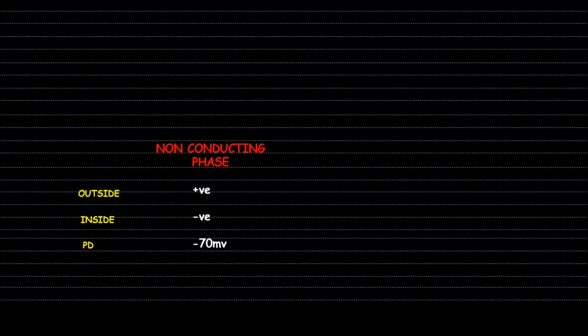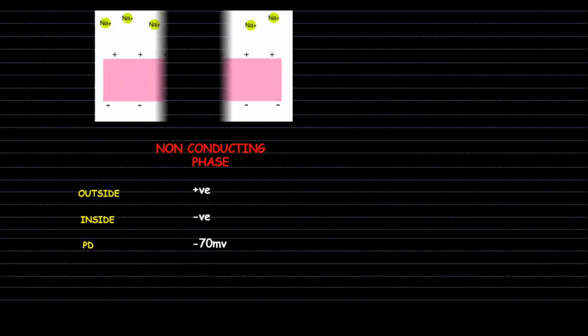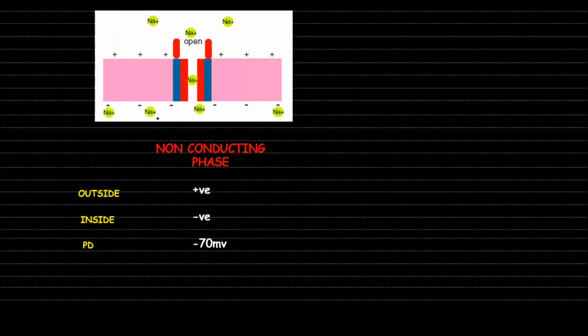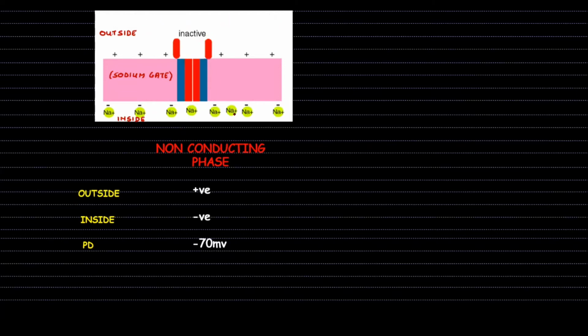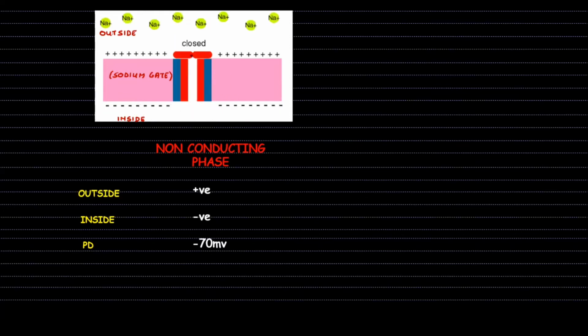Now, let us say this neuron gets an impulse, meaning the neuron gets a message. The moment the neuron gets a message, its sodium gate opens up. When the sodium gate opens up, sodium starts moving from out to in. Just observe, it is closed, but the moment the neuron gets a message, the sodium gate opens up, so sodium starts coming in. Sodium comes in, and the sodium gate becomes inactive. This process of sodium coming in is called depolarization.